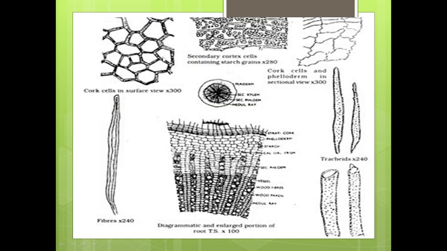Now these are the cork cells, parenchymatous cells, and xylem fibers. This is what we see when taking powder microscopy; this type of structure you will find in the powder. First is the cork cell, which is parenchymatous. These are the xylem fibers, and these are the secondary cortex cells which contain starch grains. Such structures you will find under the microscope. These are the cork cells, phelloderm, and tracheids.